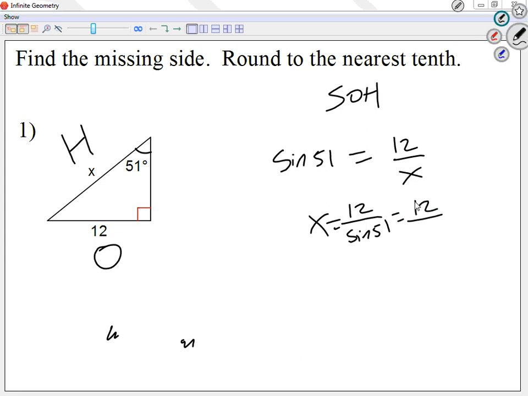Okay. x is going to be 12 over sine of 51 degrees. Like I said, if the x is at the bottom, just switch it with sine of 51. So I have x equals 12 over sine of 51. I know sine of 51 is a decimal, so we're going to use a little table to find it. So 51, look for sine, and we get 0.7771.